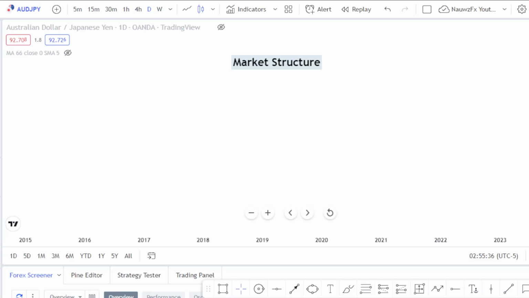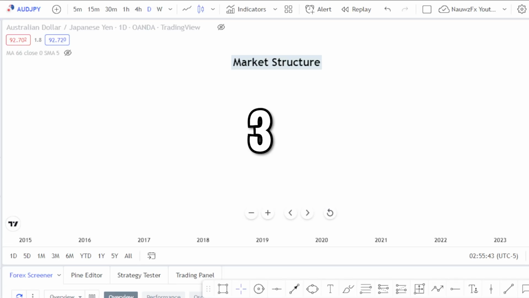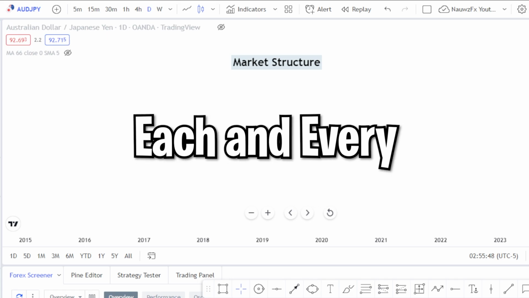So guys, today we are going to take a deep dive into market structure. I'm going to tell you guys about the 3 types of market structure that we have and how to trade each and every one of them.